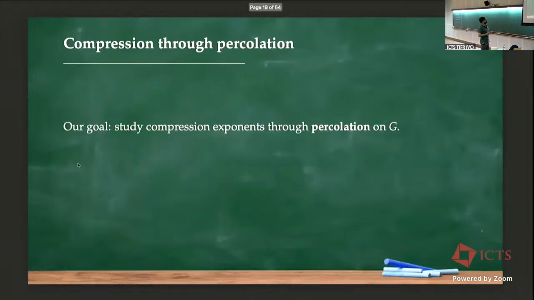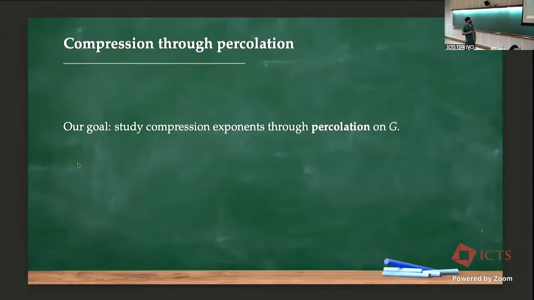And so this will be our goal. We will look at compression exponents through the lens of percolation. So look at general graphs. There will be no symmetry assumptions on any of them, but they will include, in particular, the results that we are going to talk about. They will include, in particular, Cayley graphs of finitely generated groups. But for now, there are no groups. You can just think of a general graph.